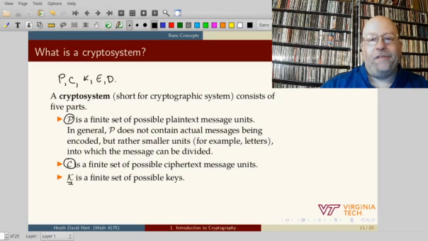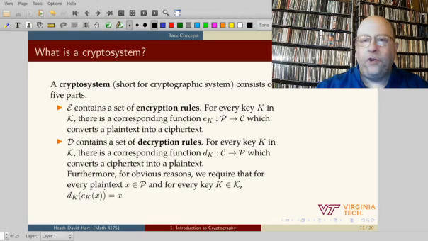K is the set of keys that we use to encrypt the message, the passwords to the crypto system. And in addition to these 3 parts, the other two parts are the encryption and decryption rules. The set E contains one rule for every key, and it's the rule that says how to use that key to encode the message from the plaintext into ciphertext. And then D contains a set of decryption rules. For every key, there has to be a rule that says how to use that key to convert the ciphertext back to the plaintext.